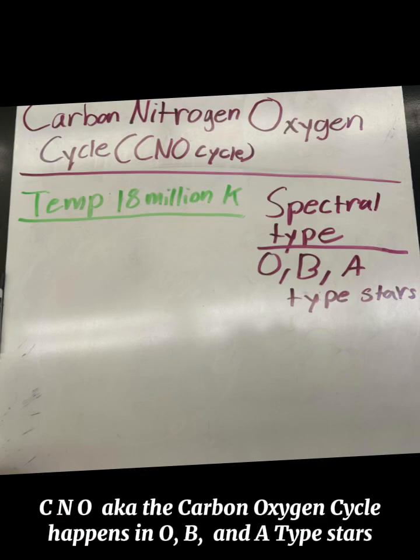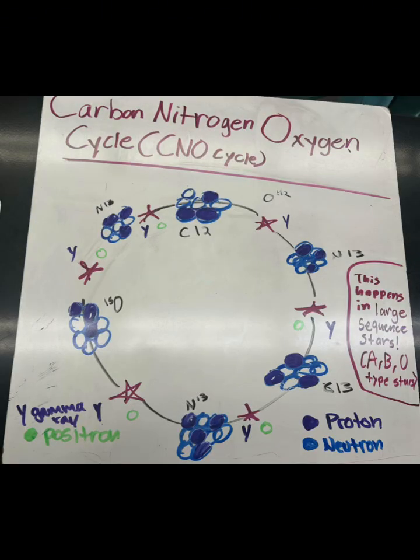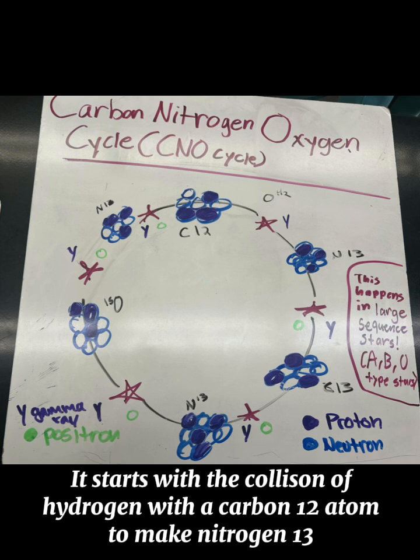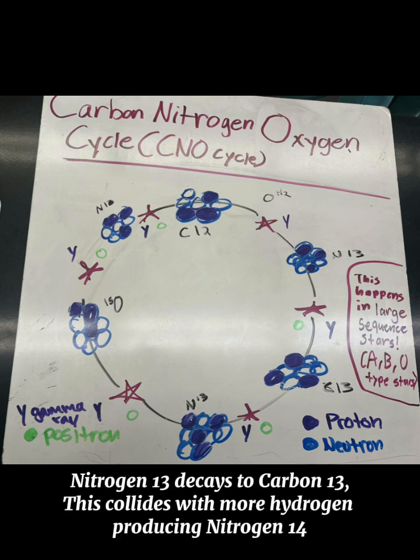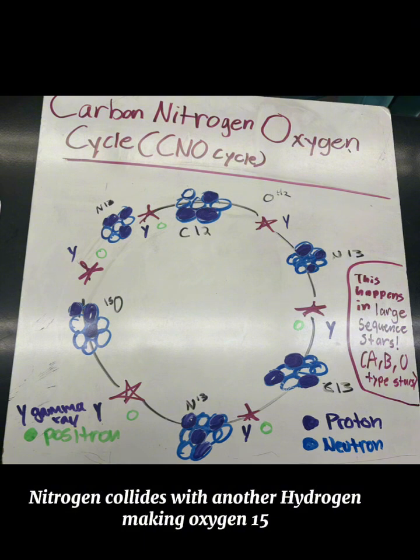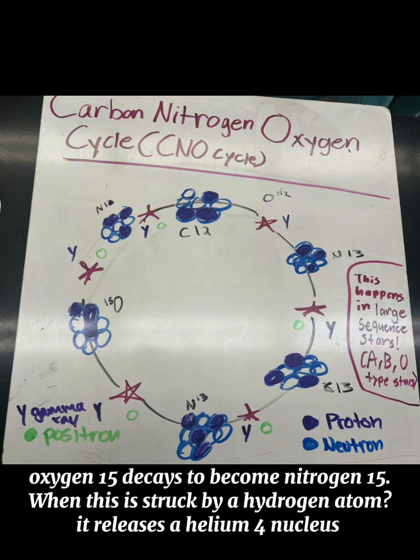The CNO cycle, the carbon-nitrogen-oxygen cycle, happens in O, B, and A-type stars. It starts with the collision of hydrogen with a carbon-12 atom to make nitrogen-13. Nitrogen-13 decays to carbon-13. This collides with more hydrogen, producing nitrogen-14. Nitrogen-14 collides with another hydrogen, making oxygen-15. Oxygen-15 decays to become nitrogen-15. When this is struck by a hydrogen atom, it releases a helium-4 nucleus.